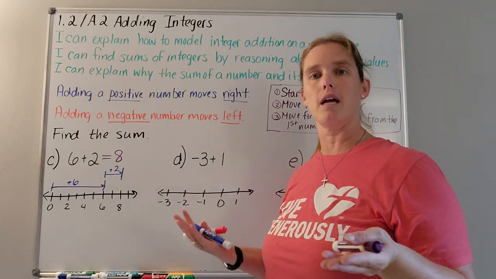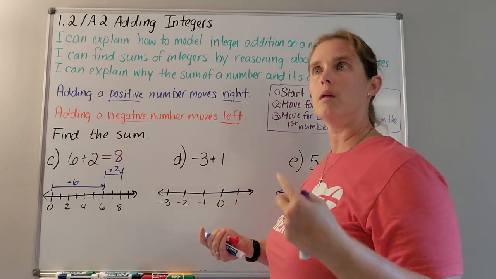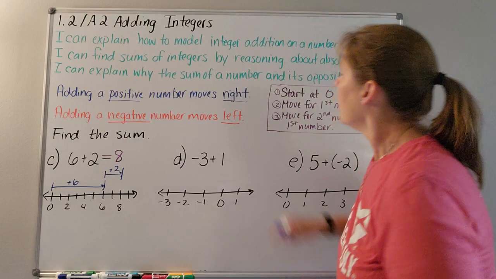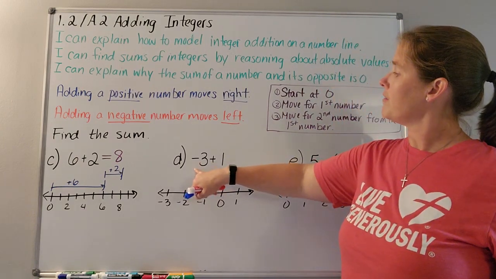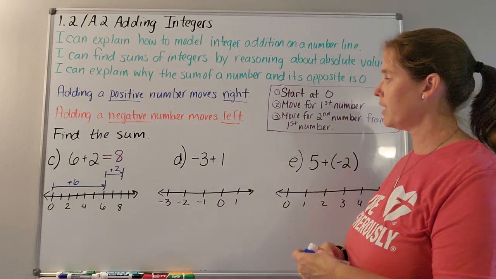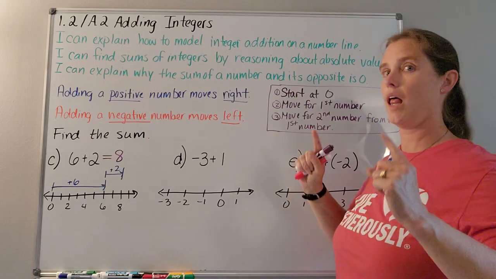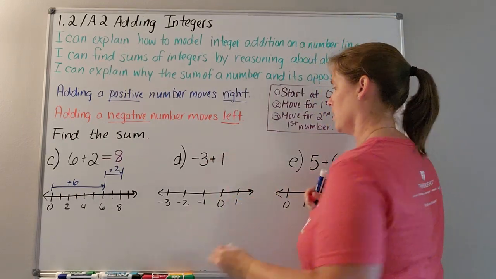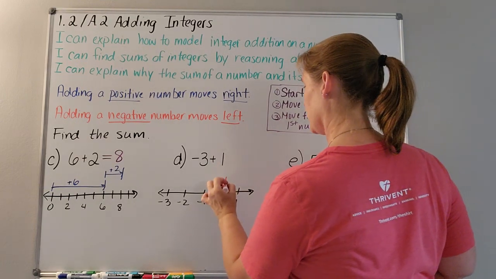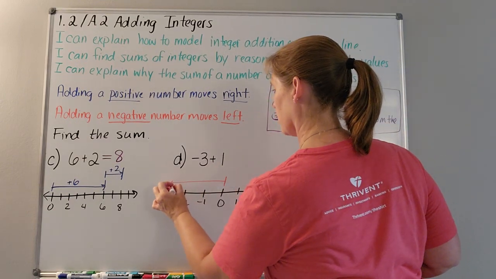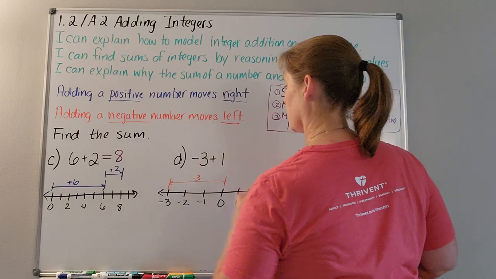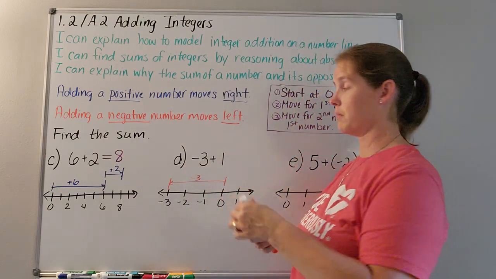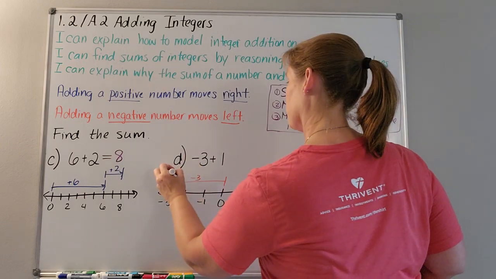But what happens if the numbers have different signs and they're not opposites? Well, let's take a look. Now we have -3 plus 1. So -3 says we're going to move left on the number line when we start at 0, and we're going to use our red. So here it is. I'm going to go 3 to the left. 1, 2, 3. That's -3. Now I've got to go right 1 because my number is positive.